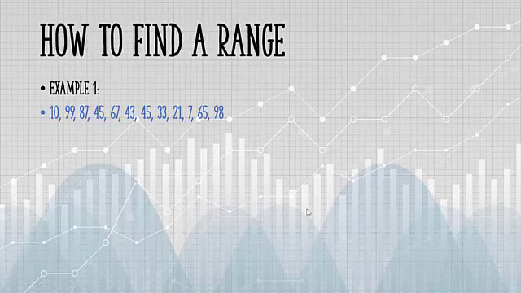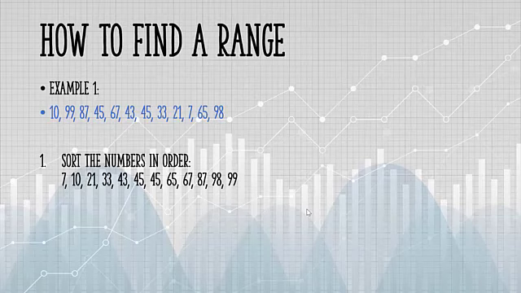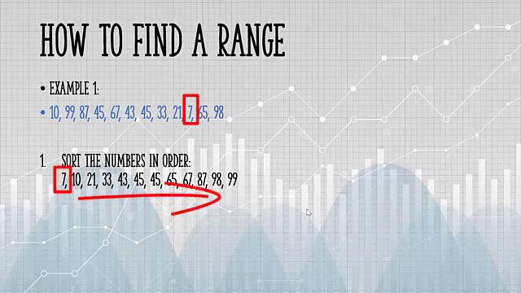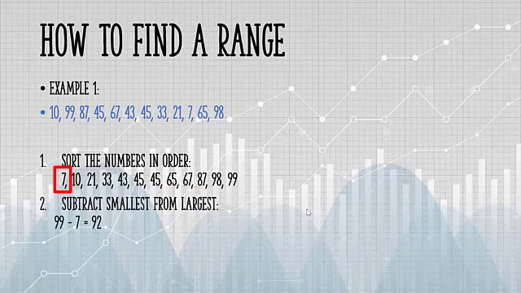I have a set of numbers here, and I want to find the range. The first step is to sort the numbers in order. My smallest number is 7, and I'll start there. And my list goes up in order to 99. Next, I want to subtract the smallest number in the set from the largest number in the set. That's 99 minus 7 equals 92.